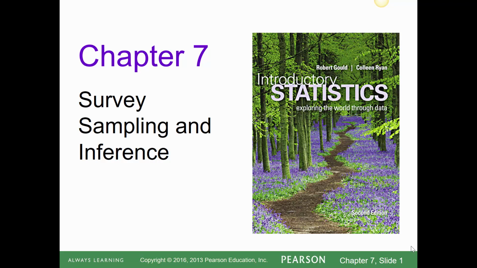All right, so we're ready to start Chapter 7. Chapter 7 deals with survey sampling and inference. So this starts a key switch in the statistics class that we've seen. We're going to really build on the information that we've learned previously to do something more powerful called inference. What we were doing before is typically called descriptive statistics.